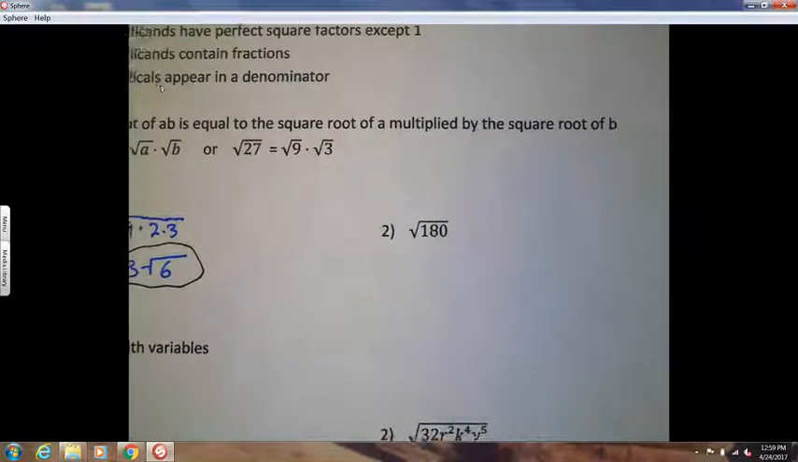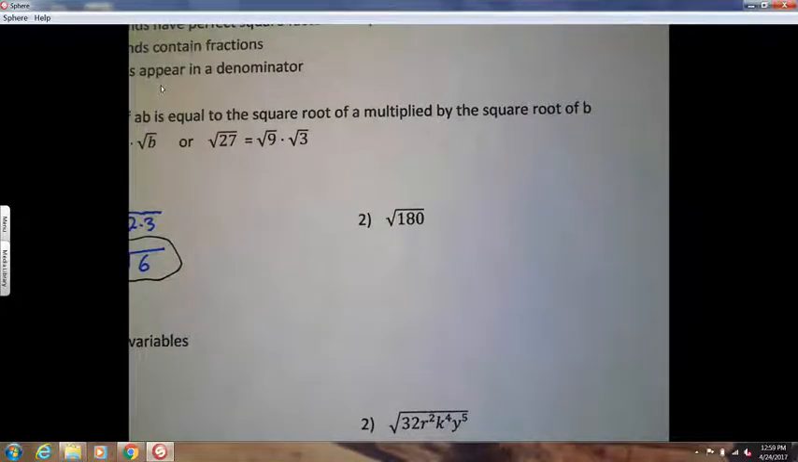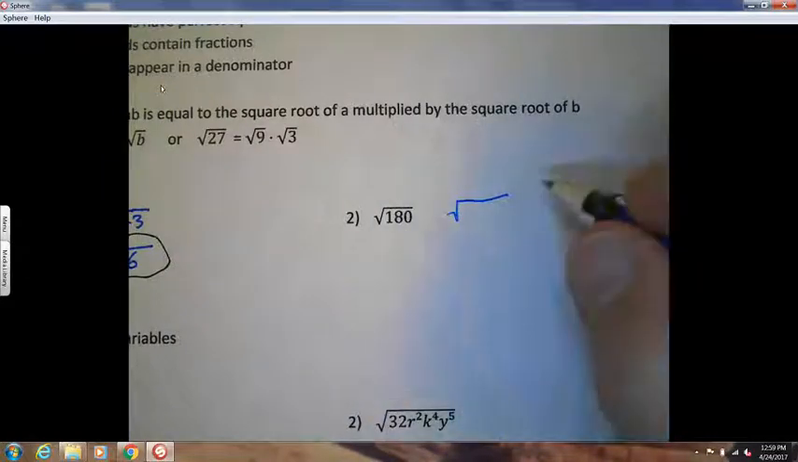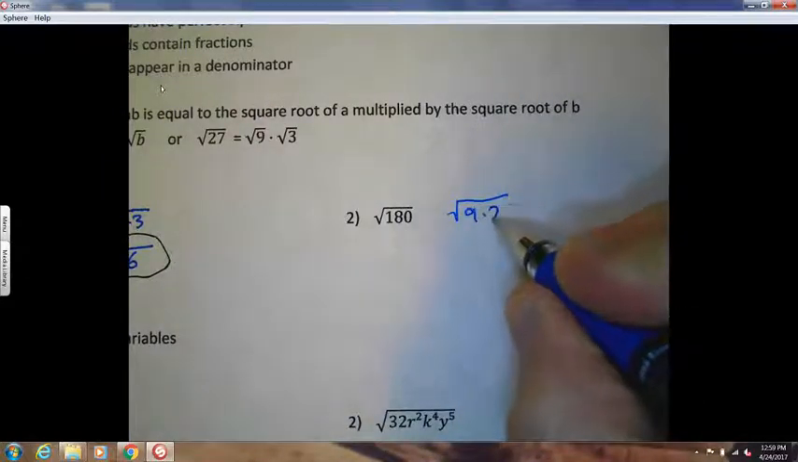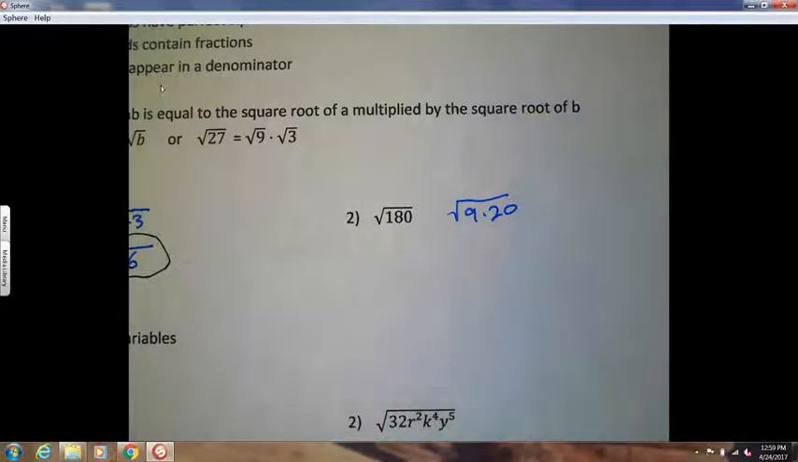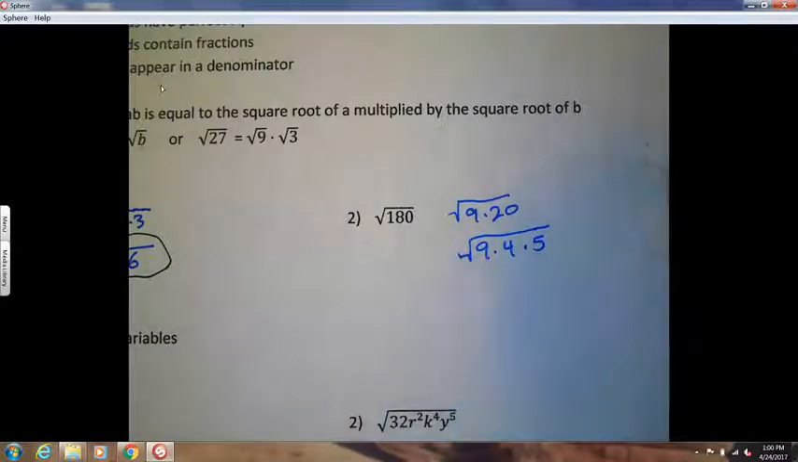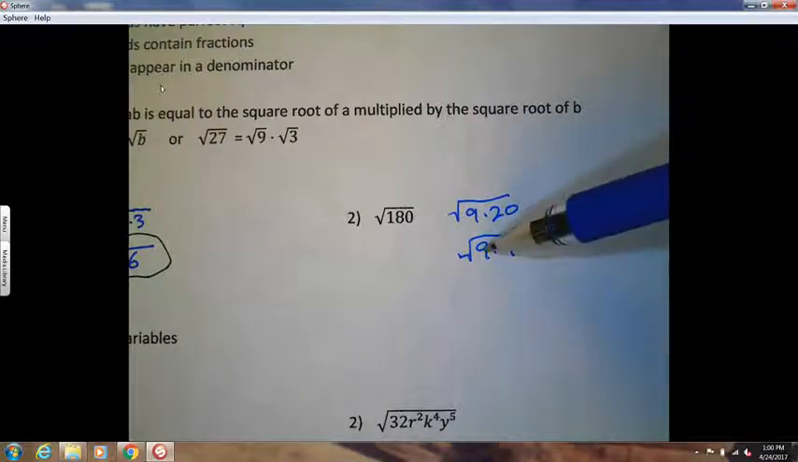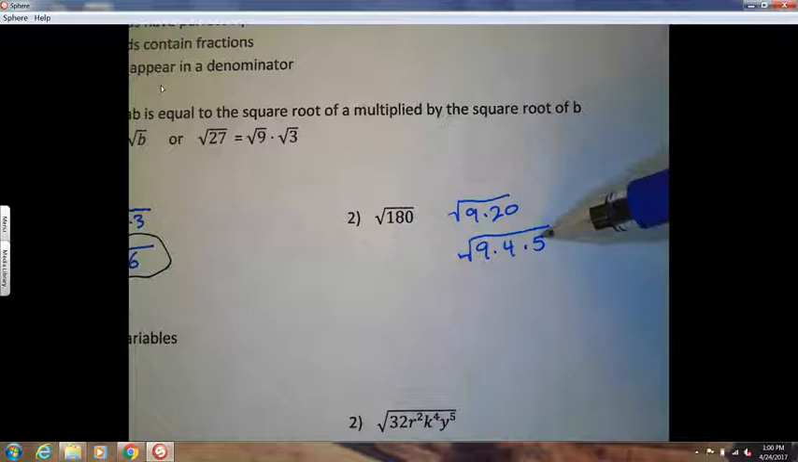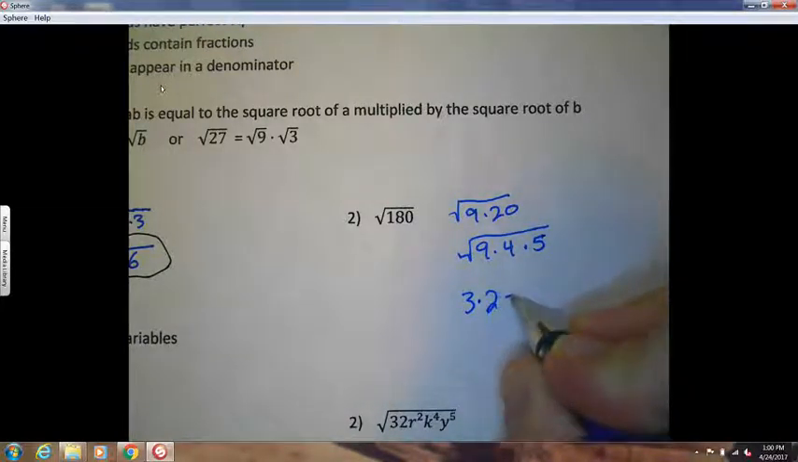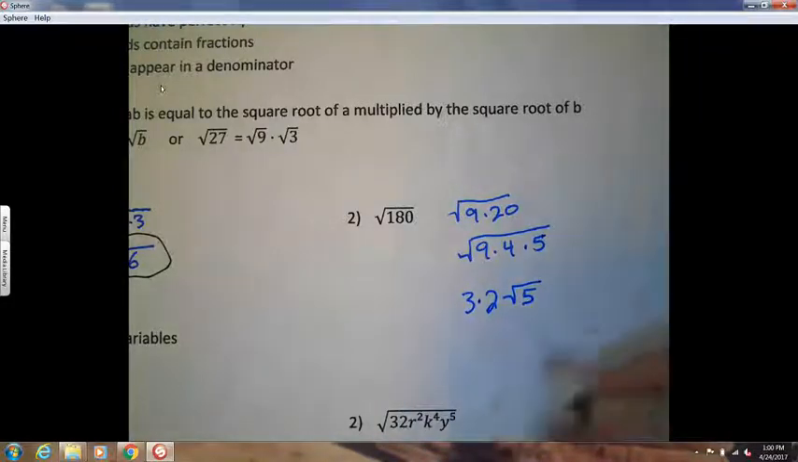Let's look at number 2. So I have to determine what goes into that. So I know that 9 goes into there and 20. But 20 I need to break down even further, so I'm going to use 9 times 4 times 5. So the only thing I have here are perfect squares, and then 5 is a prime number, so I'm good. So the square root of 9 is 3, square root of 4 is 2, and I'm left with a 5. So it's 6, radical 5 is my answer.